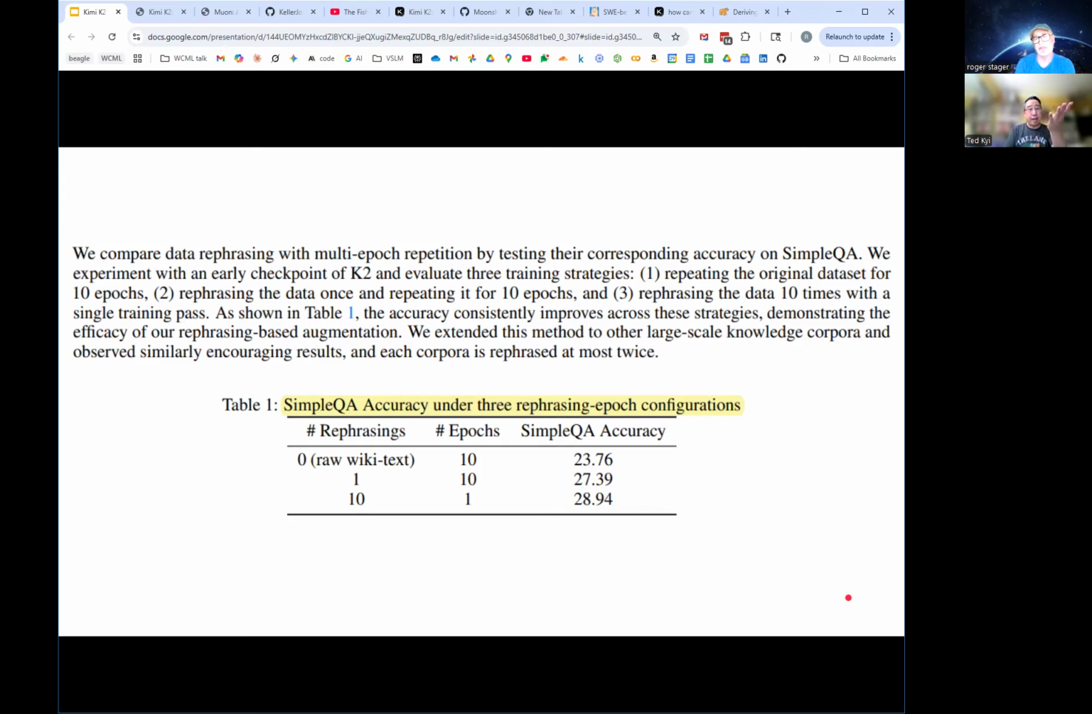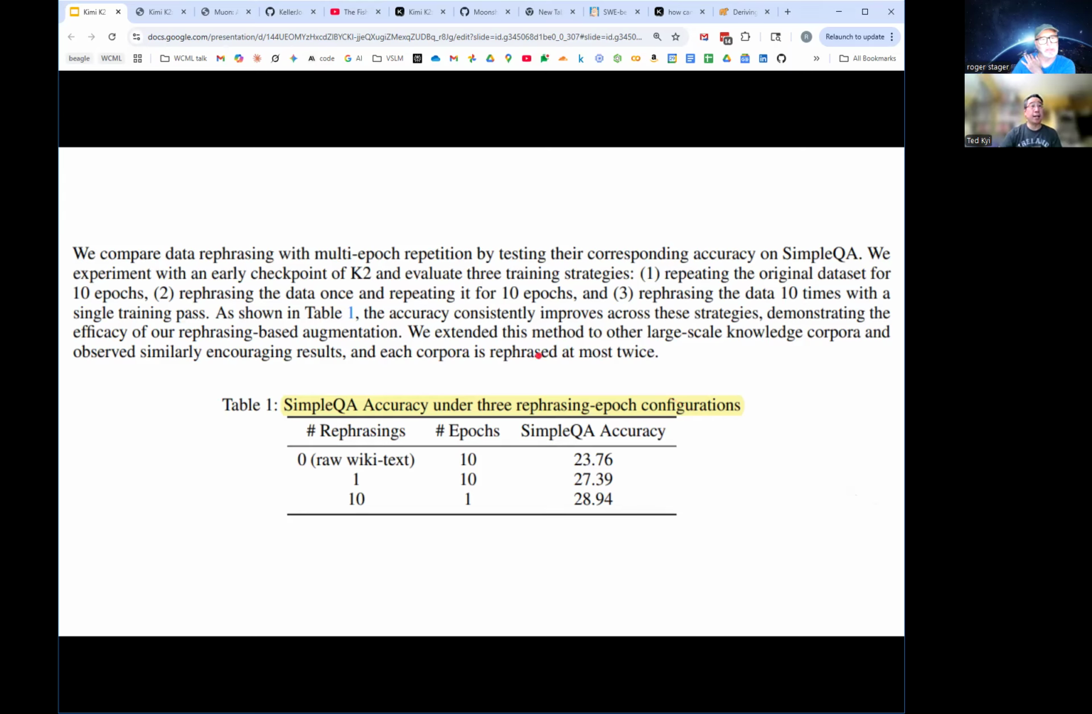I was just going to say in this table, they show that you can use the data 10 times with these paraphrases and you don't get overfitting. You actually get better performance. But then in the body of the text, it says basically they only did it twice. They were still very conservative about this augmentation. Where does it say they only did it twice?